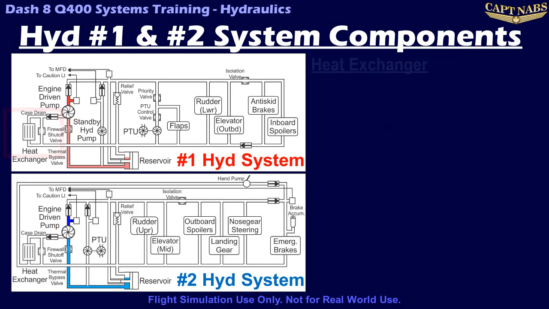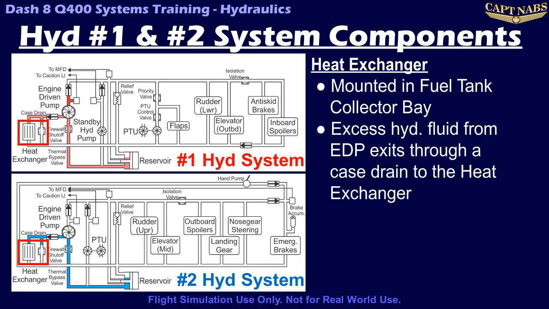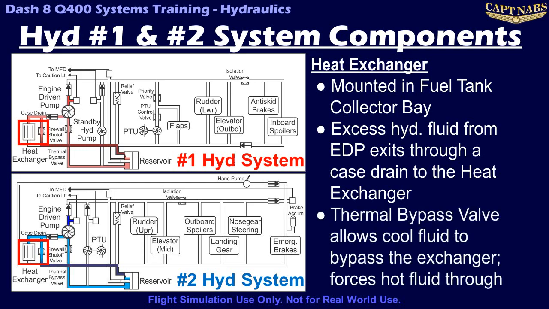A heat exchanger is also located in each fuel tank collector bay to cool hot hydraulic fluid. Each EDP has a case drain where excess fluid exits the pump without entering the pressurized part of the hydraulic system. A thermal bypass valve diverts some of this fluid from the case drain into the heat exchanger to maintain the hydraulic fluid at a normal operating temperature. The higher the fluid temperature, the more of it runs through the heat exchanger to help prevent the fluid from overheating and possibly auto-igniting.